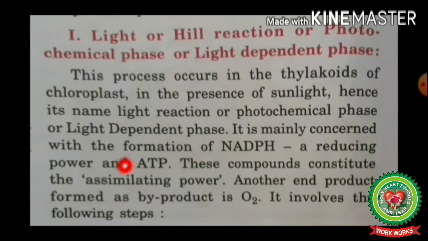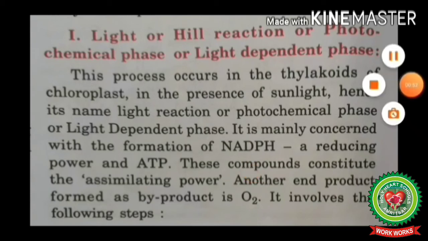It is mainly concerned with the formation of NADPH, a reducing power, and ATP. ATP is adenosine triphosphate. These compounds constitute the assimilating power. Another end product formed as byproduct is oxygen. It involves the following steps.